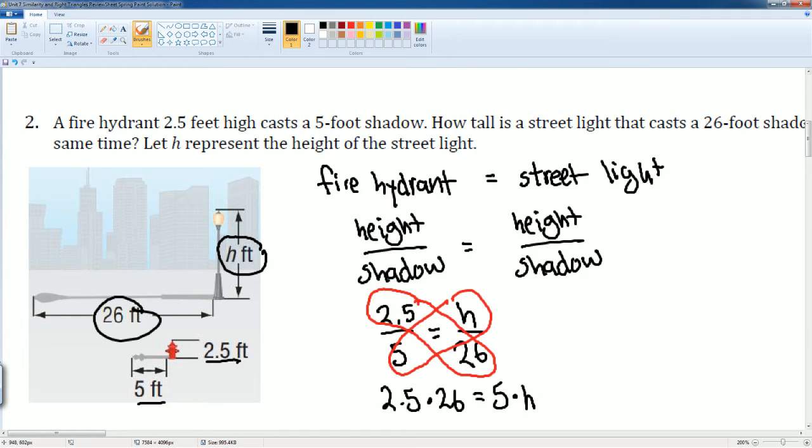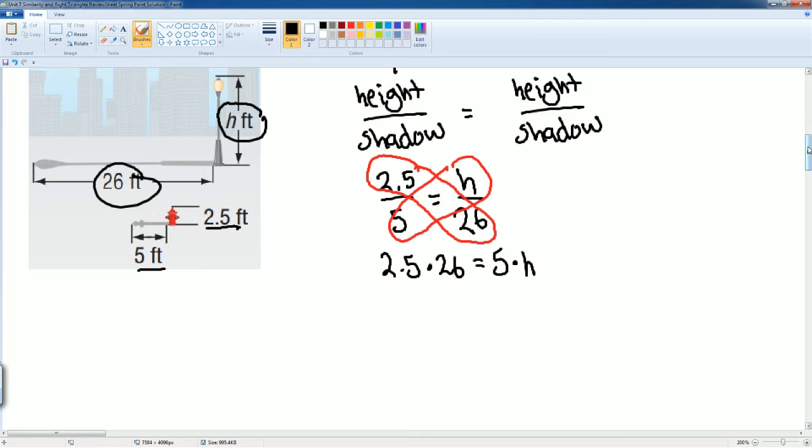Now I can plug that in. 2.5 times 26 in the calculator. That gets me 65. That's going to be equal to 5h. I'm now just going to divide by that coefficient which is in front of that h, divide by 5 to both sides. This cancels out to make the number 1. So left over, I have an h on my right-hand side. 65 divided by 5 gets me 13. So my height here is 13. So the height of the street light is 13 feet.